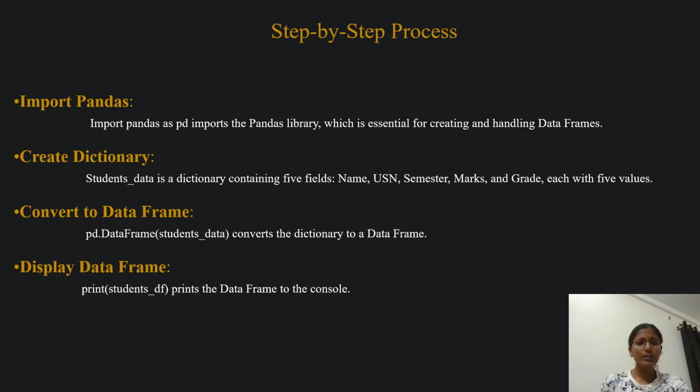Creating the dictionary: students_data is a dictionary containing five fields. We can give any kind of fields, not only name, USN, semester, marks, and grade. We can give different topics depending on the student database. Here I'm giving five fields, like name, USN, semester, marks, and grade, with five values each, so I'm giving five values in the table to create a database for each student. Then convert to a data frame: pd.DataFrame(students_data) converts the dictionary to a data frame, and then we display the data frame.